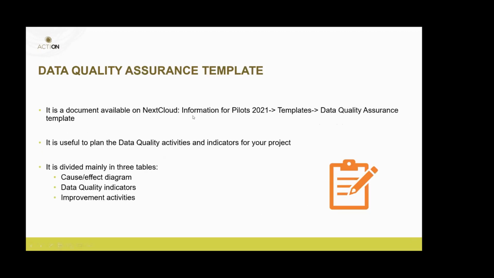I put on the Nextcloud just this morning, under Information for Pilots 2021, templates, and data quality assurance template is the name of the file. This last one is a file that should help you in the data quality plan, to plan activities, to investigate your dimensions, your indicators, and so on. It is divided mainly in 3 tables. The first one is the cause-effect diagram. This can help you in the first phase. Now we will see it in depth. The second one is data quality indicators, and the third one is improvement activities.